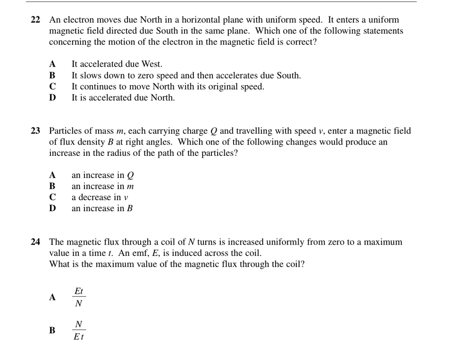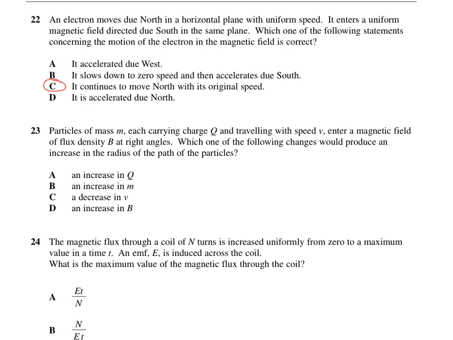Okay, so 22. An electron moves due north in a horizontal plane with uniform speed, enters a uniform magnetic field directed due south in the same plane. Which one of the following statements concerning its motion in the magnetic field is correct? So, a charged particle only experiences a force if it's at an angle to the field lines. If it's parallel, it experiences no force. So it will continue in its original direction with its original speed, because when you travel parallel, there is zero force.